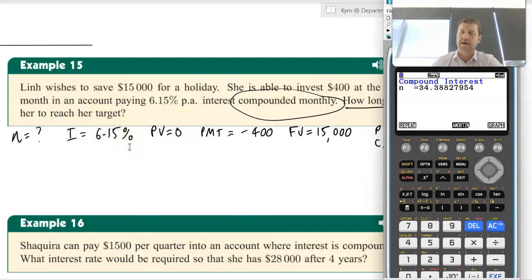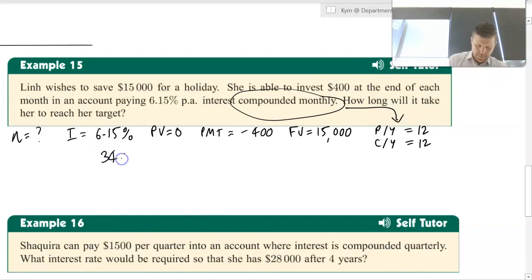Would need 34.39 compounding periods, and in this case the compounding periods are every month, so 34.39 months. Okay, now it's probably not a reasonable way to present your answer. It's more appropriate to give the number of years and months. So let's divide that by 12 to work out how many years that's going to be.